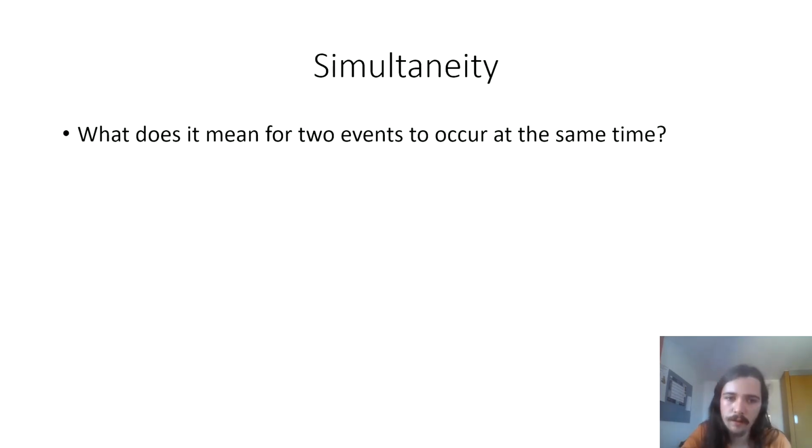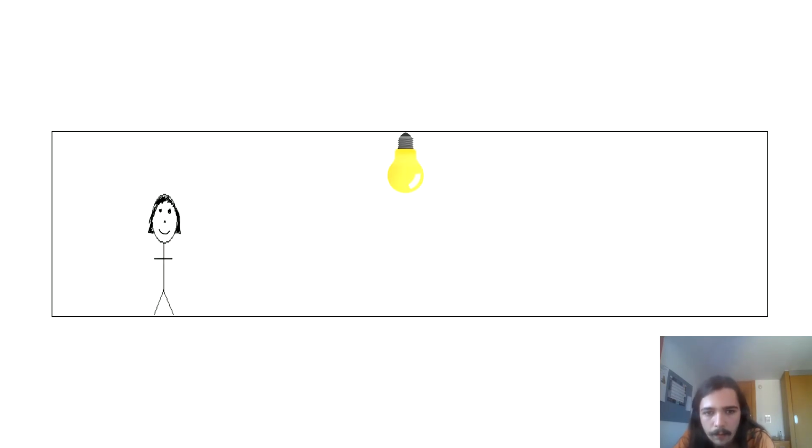Simultaneity is when two events happen at the same time. So in Newtonian physics, it's assumed that simultaneity is just something that's objective, like either one thing happens before another or they both happen at the same time. It doesn't depend on perspective. However, in relativity, this works a little differently. You can think of a thought experiment.